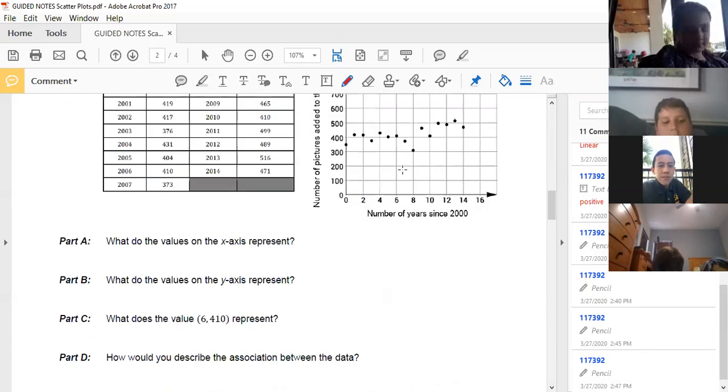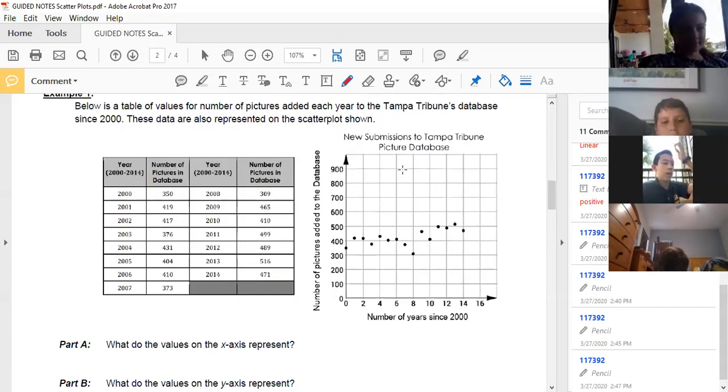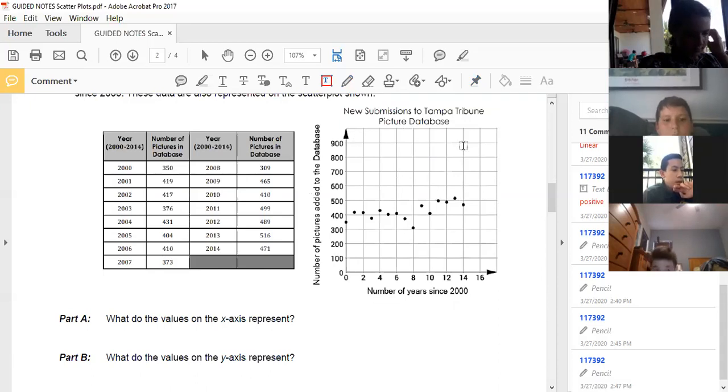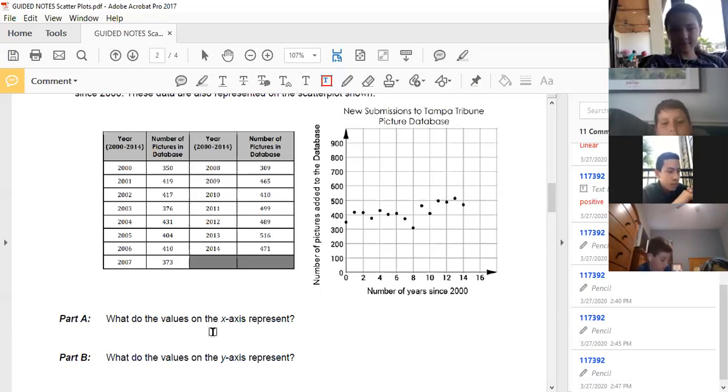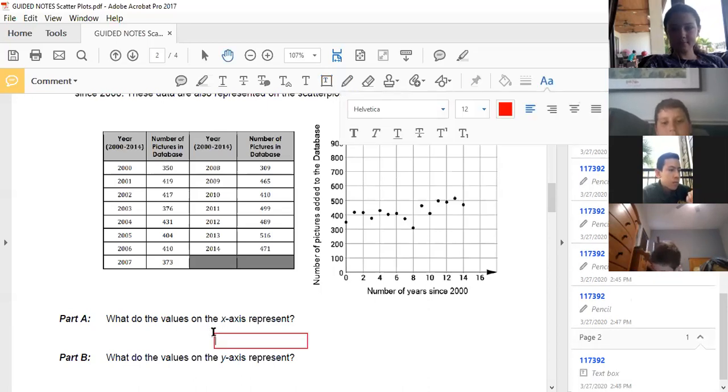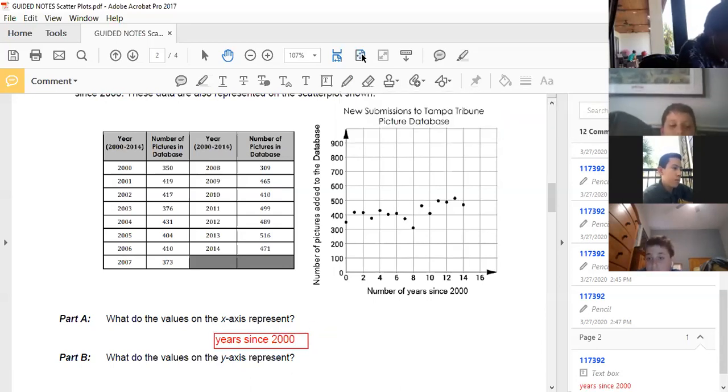All right, we're just going to do one example because scatter plots are pretty straightforward and easy. We're not going to do the whole guided notes here, but looking at example 1, not a trick question at all. Avery, start us off. If I'm looking at this scatter plot about new submissions to Tampa, what do the x values represent? They represent the number of years since 2000. And where did you find that information? I found it on the bottom of the graph.